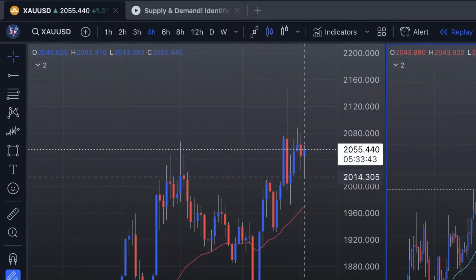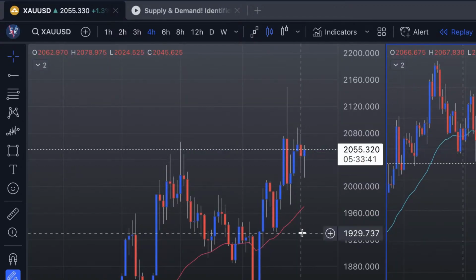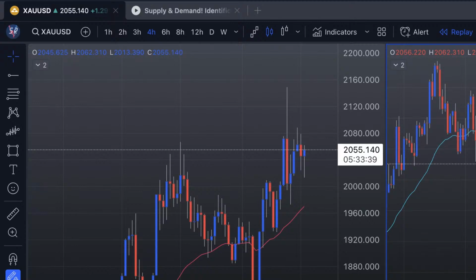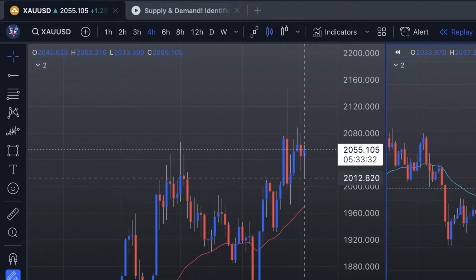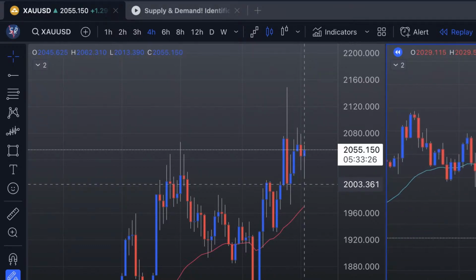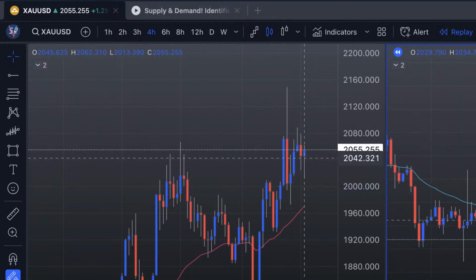I know there's a lot of people that look at gold. So gold, as you can see, gold broke through a supply level. When I was looking at gold yesterday, which was the 11th, I was looking at this and I was like, oh, okay. And you can see why I have those lines there.